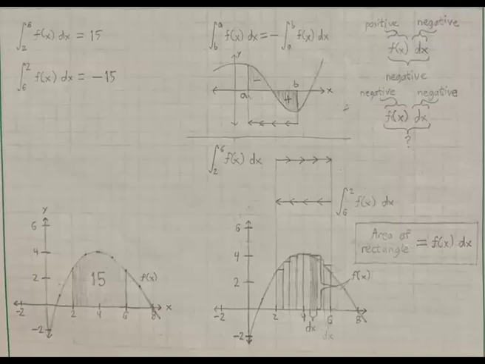As another exercise for the viewer, consider the following. Remember that a negative times a negative is a positive. If f of x being positive and dx being negative means that f of x times dx is negative, then what if f of x is negative and dx is negative? Will f of x times dx be positive or negative? As a result, what does this say about integrating a function with negative values in the negative direction?